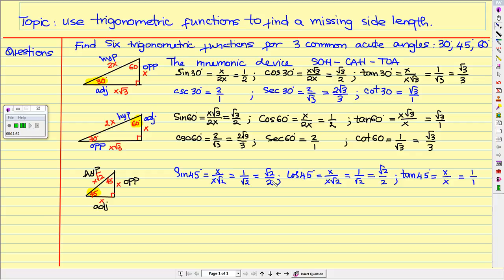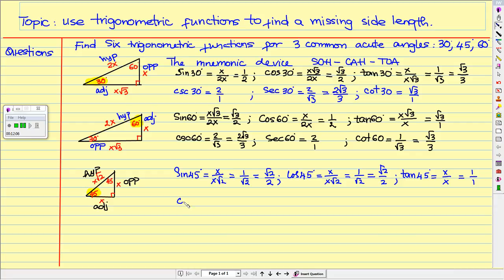So now we found sine of 45 degrees is square root of 2 over 2. Cosine of 45 degrees is square root of 2 over 2, exactly the same value, because this is an isosceles right triangle, so the two legs have the same length. And tangent of 45 degrees is 1 over 1, or 1. So now we can use these three functions to find the rest.